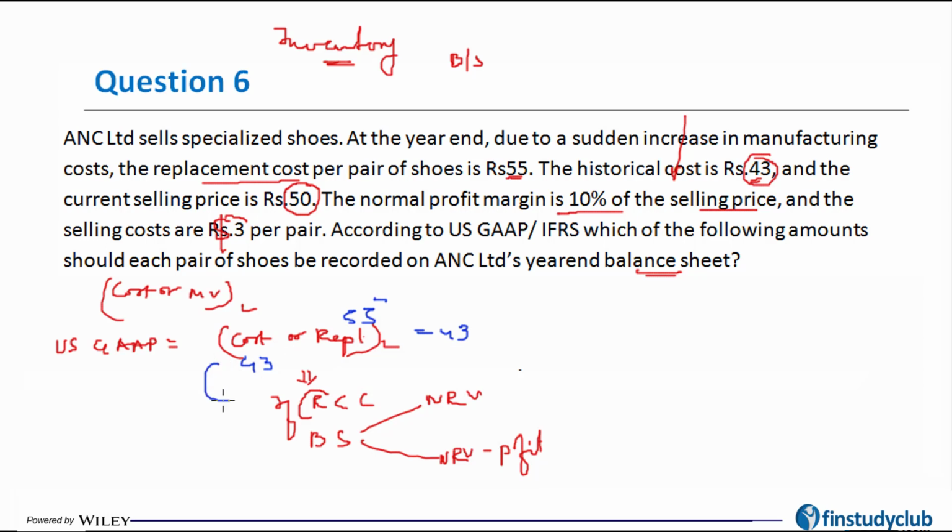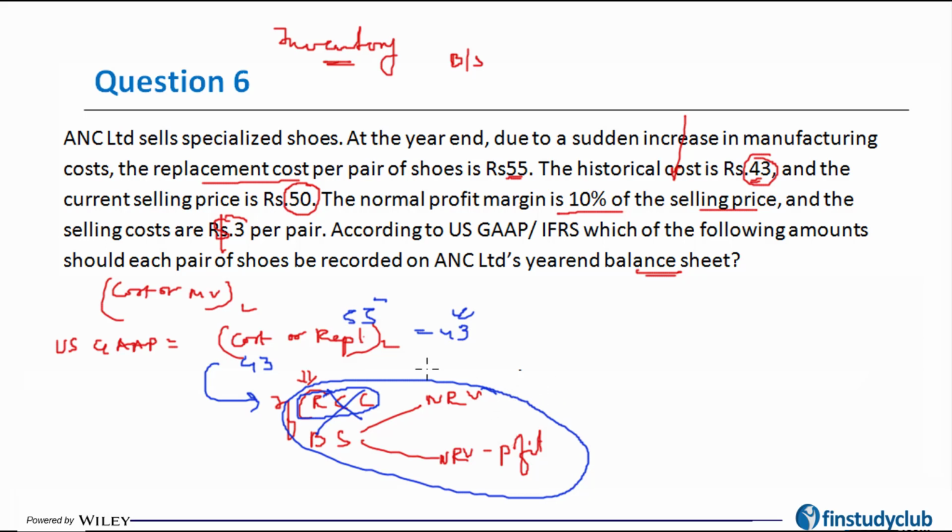The entire trap in this question is that the second step under US GAAP comes up only when the replacement is lower than the cost, which is not going to be applicable in this case, and hence 43 becomes my answer. Whereas a lot of students here will still try and make things up, write something here, and then maybe give an answer.